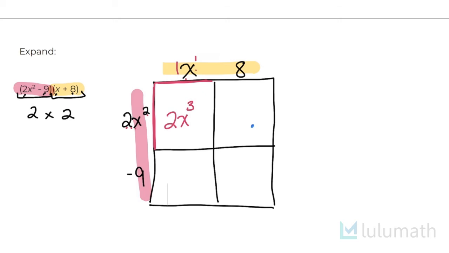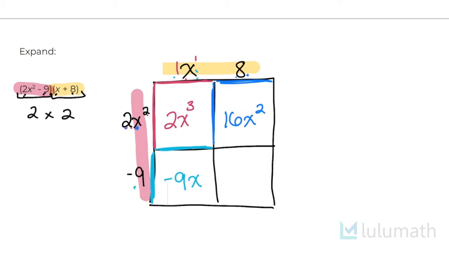In my next box here, I'm going to multiply a side length of 2x squared right here by a side length of this 8 right here. Well, 2 times 8 is 16, and then I just have an x squared right here, okay? In my third box that I have here, I'm going to multiply a side length of negative 9, which we got from this negative 9 here, multiplied by a side length of 1x. So negative 9 times 1 is negative 9, and then I just have an x left over, okay?